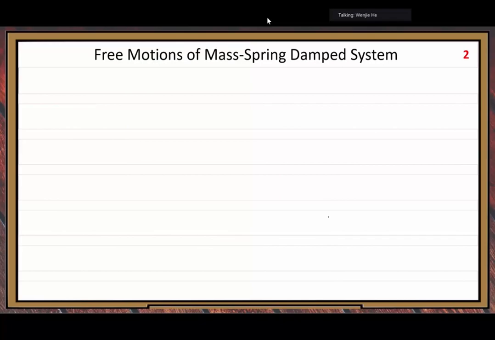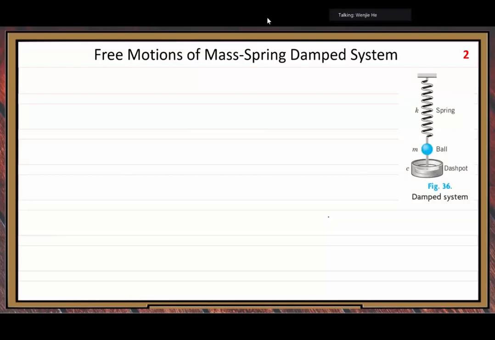So first, let's look at a simple example. We're familiar with free motions of a mass spring damper system. It's not in linear system form, but we convert it to linear system form.